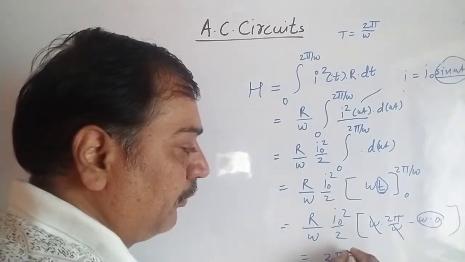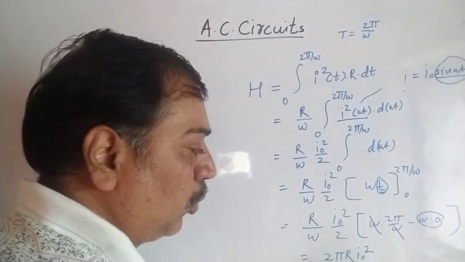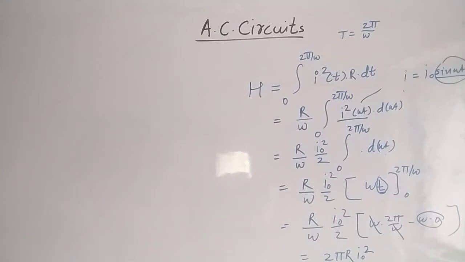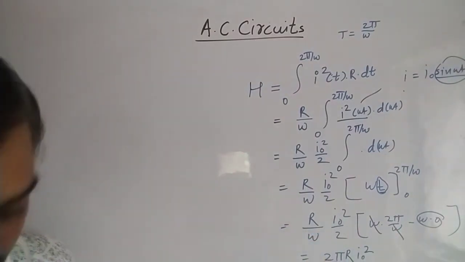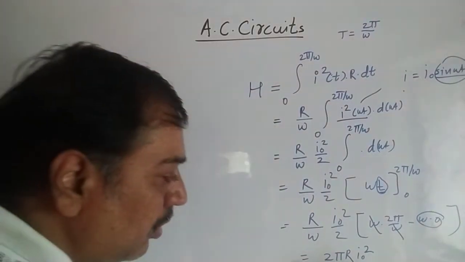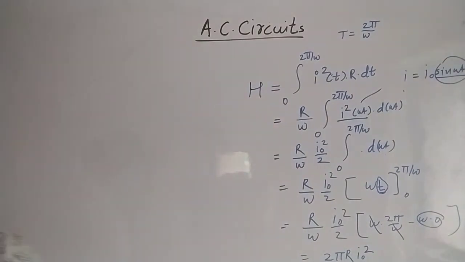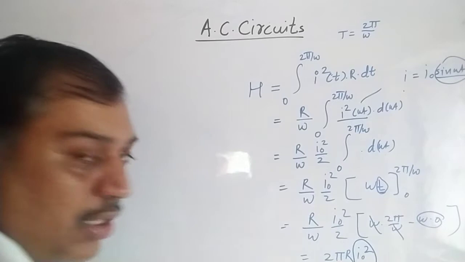What we get is 2 pi R I0 square divided by 2 omega. So that is nothing but 2 pi by omega, we get R into I0 square by 2. This is the amount of heat produced, and this term I0 square by 2 is nothing but what?